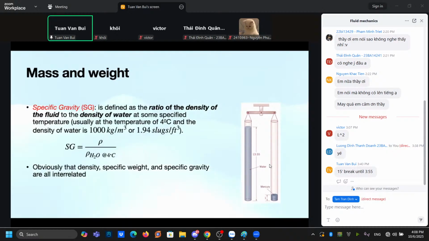So we can see that density, specific weight, and specific gravity are all interrelated. So put a note here: for density, rho, and specific weight, gamma, the first two, you can use the Greek letters to indicate, but for specific gravity, you will use SG. Okay.